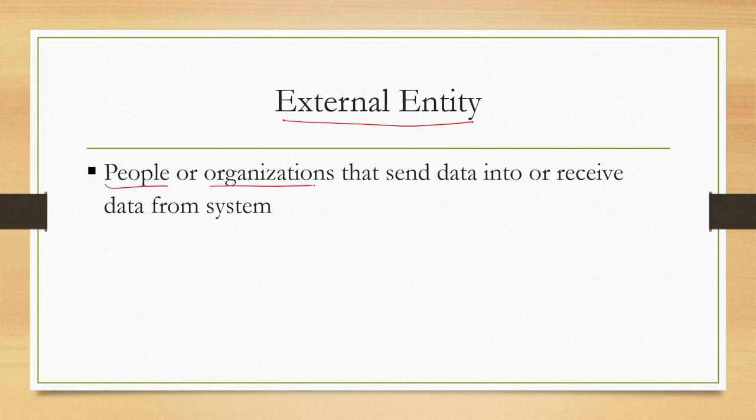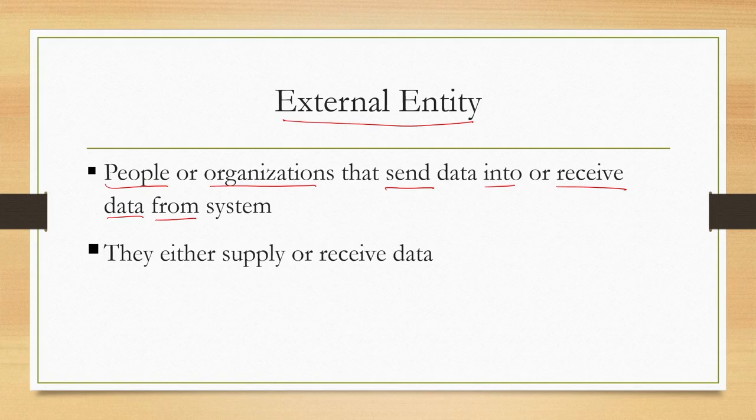People or organizations that send data into or receive data from the system. So, you are designing a system. Now, there may be people or organizations who send data to the system or receive data from the system. Such people or organizations are generally considered to be external entities for the system. So, their job is to either supply data to the system or consume data.